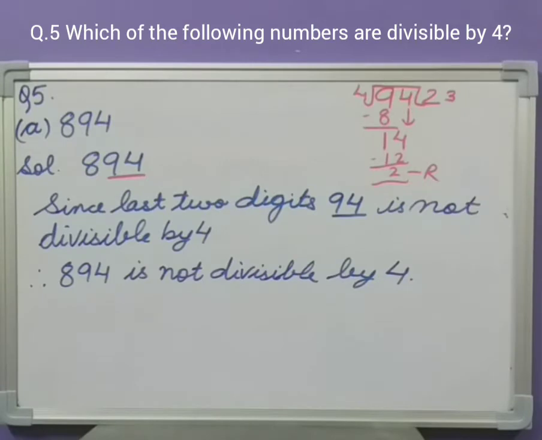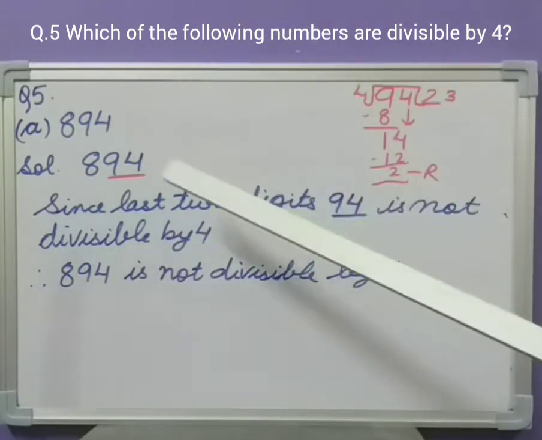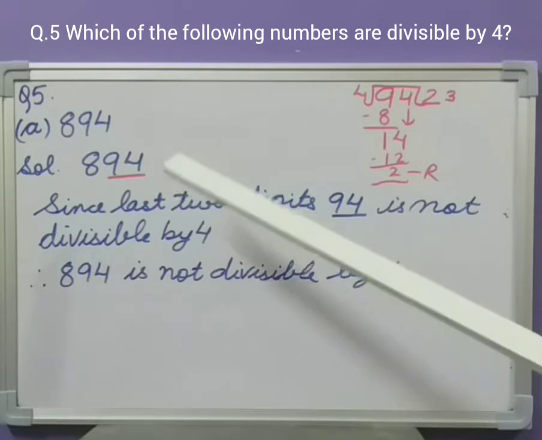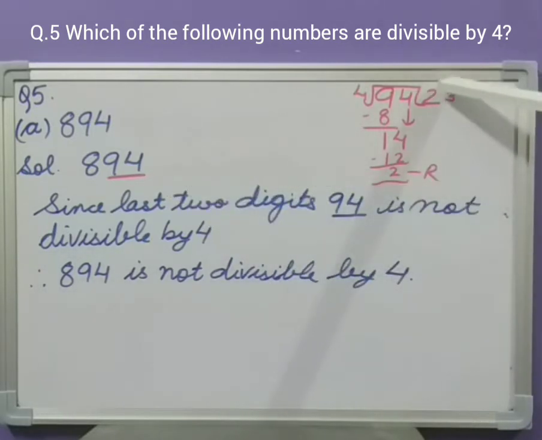Which of the following are divisible by 4? Now, as we have studied, the last 2 digits should be divisible by 4. In 894, the last 2 digits form a number, that is 94. We have divided 94 by 4 and we got the remainder 2.